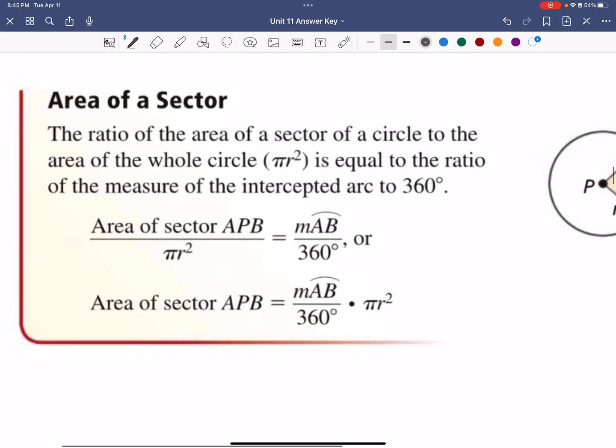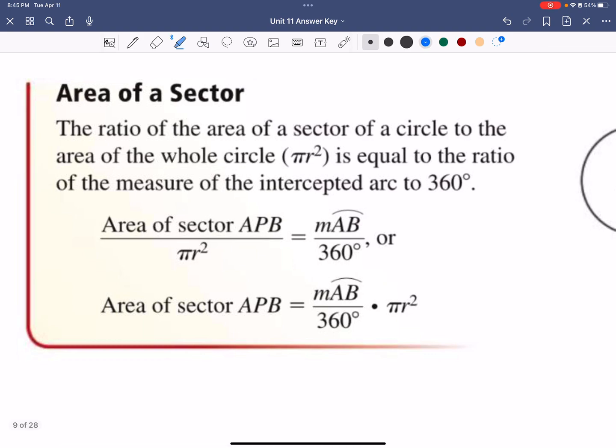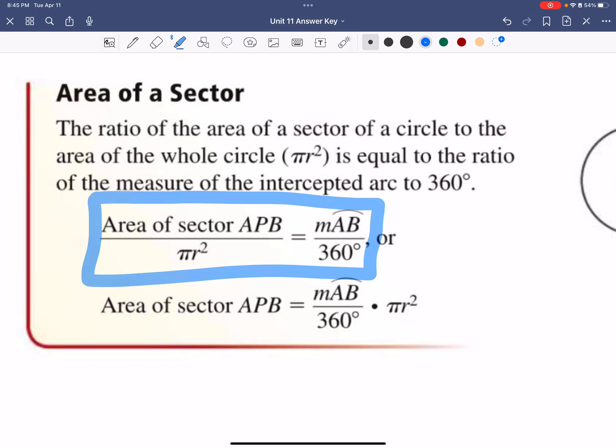So to do that, I have my lovely sector area formula. It is very similar to our arc length formula. It is still set up like a proportion. The only difference is we have sector area over the area is equal to arc measure over 360. So very similar to arc length. The only difference is we're focusing on our areas, so we're going to have the area formulas.